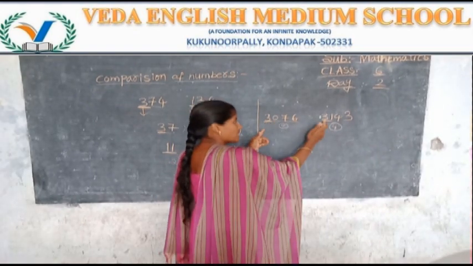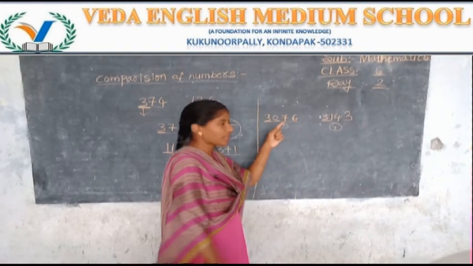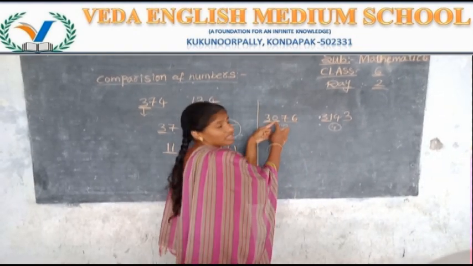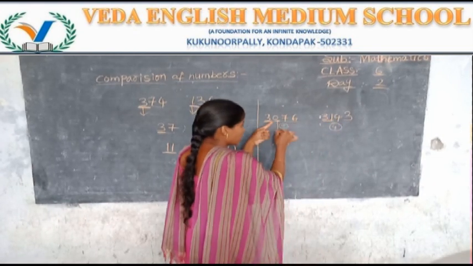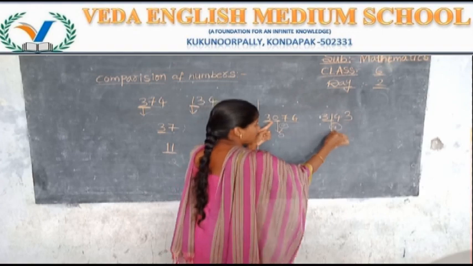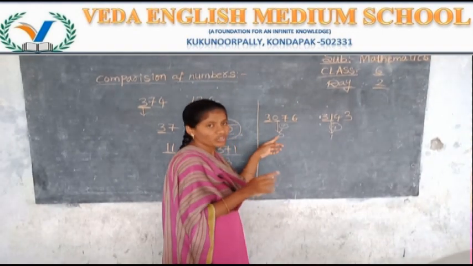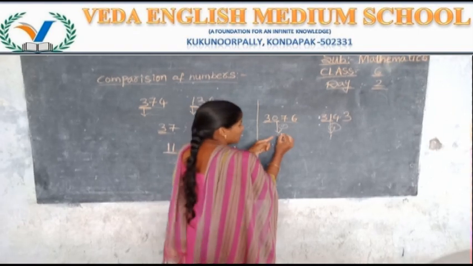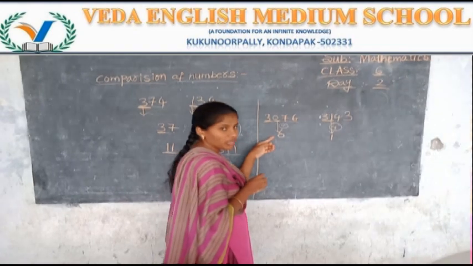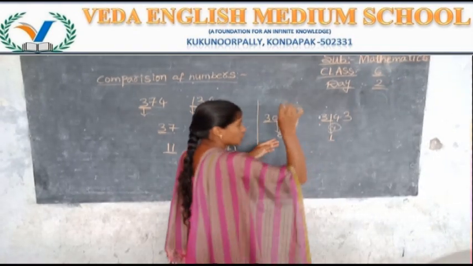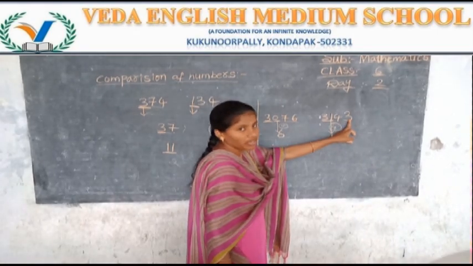If the first number is equal, then you have to go for the second number. What is the second number here? 0. What is the second number here? 1. Here the second number is 0, and here the second number is 1. Are both the numbers the same? No, both are not equal. Here 0, here 1. Out of these two numbers, which is the greatest? Yes, 1 is the greatest number. So 3143 is the greatest number.